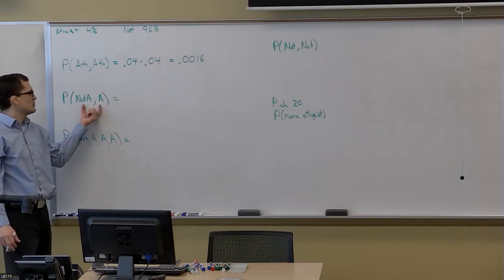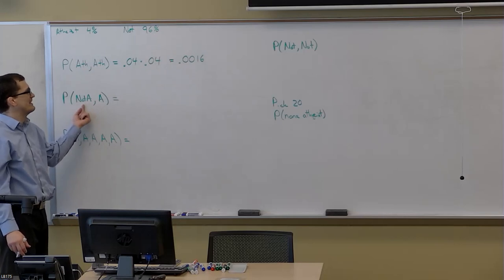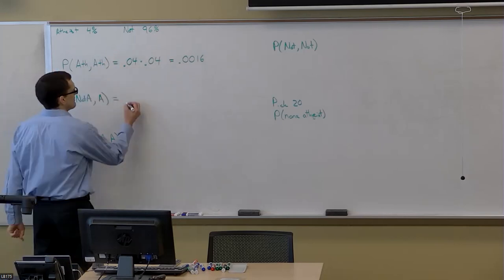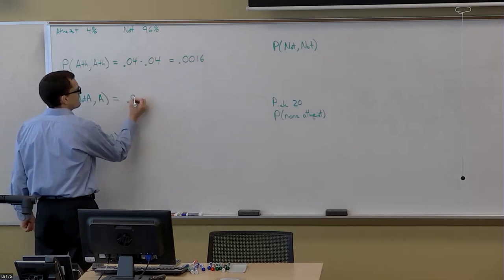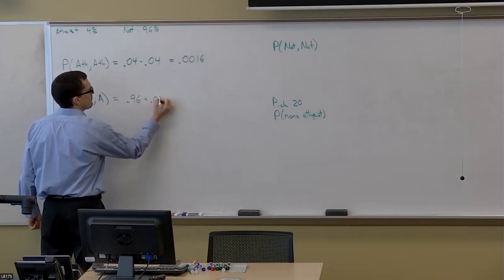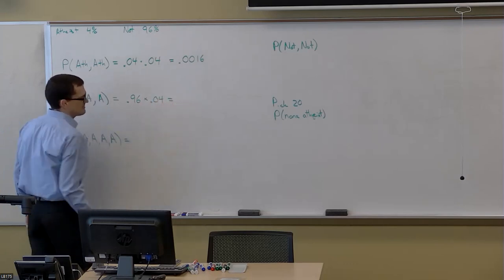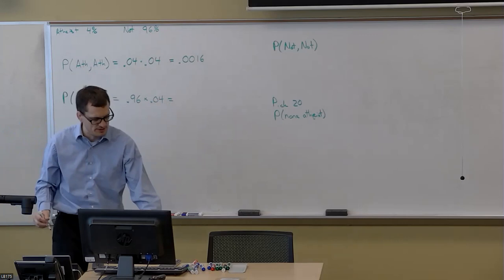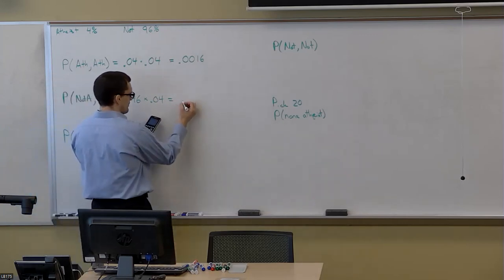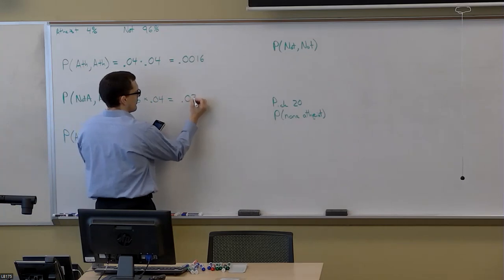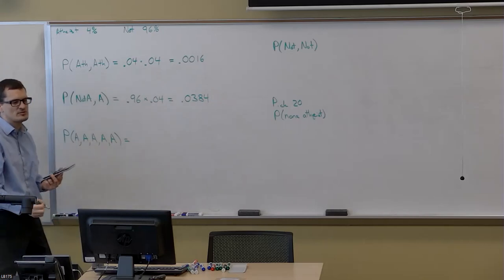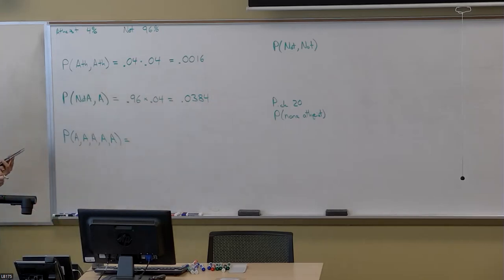So when we're asked what's the probability that the first person is not an atheist and the second person is, then it's 96% multiplied times 4%, or as decimals, 0.96 times 0.04. And then the answer would be 0.0384 as a decimal rounded to 4 places.